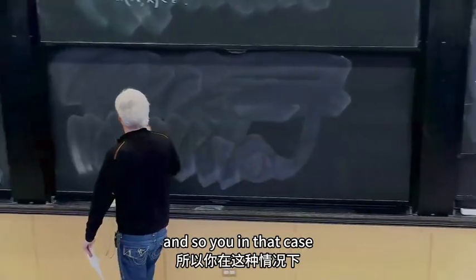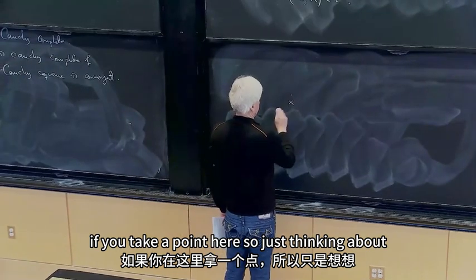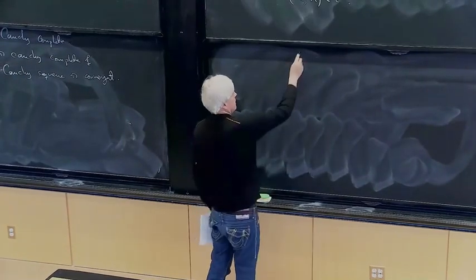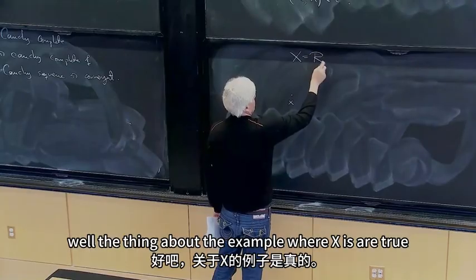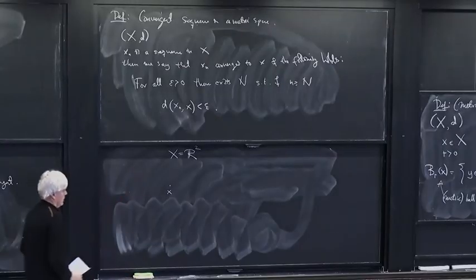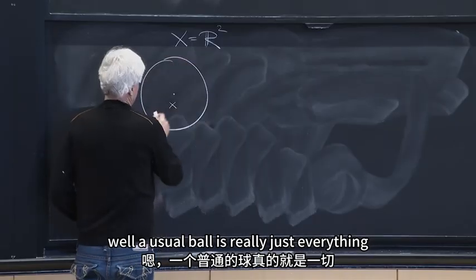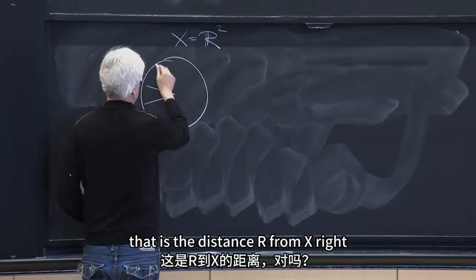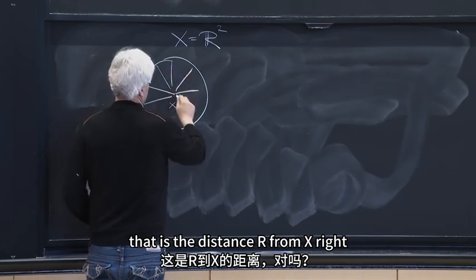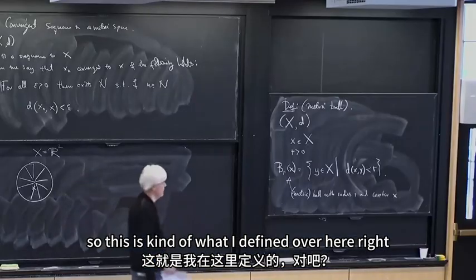In those cases, the distance is the Euclidean distance we talked about. Thinking about the example where X is R2, a usual ball is really just everything within distance r from x, right? This is what I defined over here.